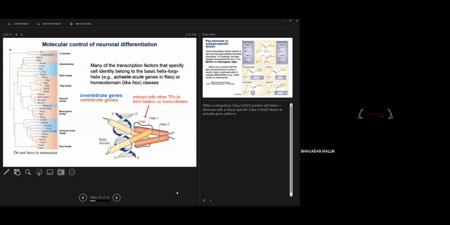So this is the DNA. As I mentioned, transcription factors bind to the DNA and induce the expression of genes. This is the transcription factor. You have two helices, helix 1 and helix 2, then this is the loop, and you have the basic domain. That's why it is called the basic helix-loop-helix transcription factor. Most of the transcription factors that I talked about here have this kind of structure, not all, but most of them.